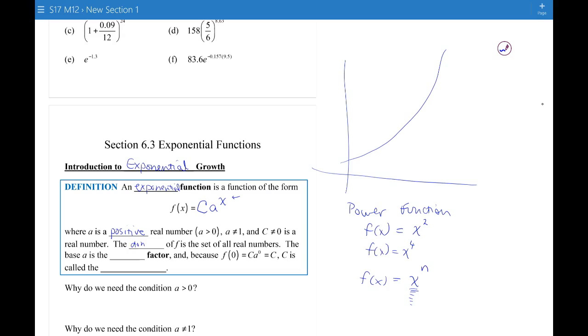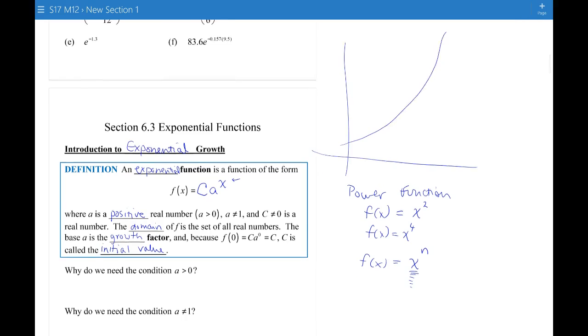The domain of f is easy. It's the set of all real numbers. The base a is called the growth factor because it controls how fast the function grows. And because f of 0 is c times a to the 0, and we just talked about earlier that any real number to the 0 is 1, so c times 1 is c. C is called the initial value. It's what's happening at the very beginning. What's the population at the beginning? What's the amount of money at the beginning?